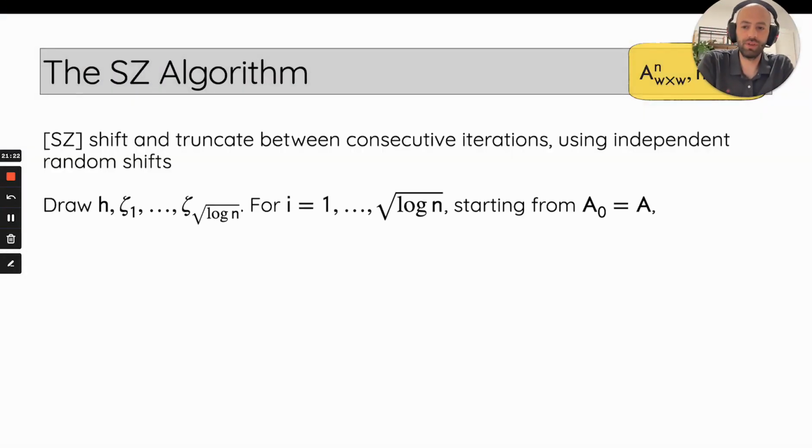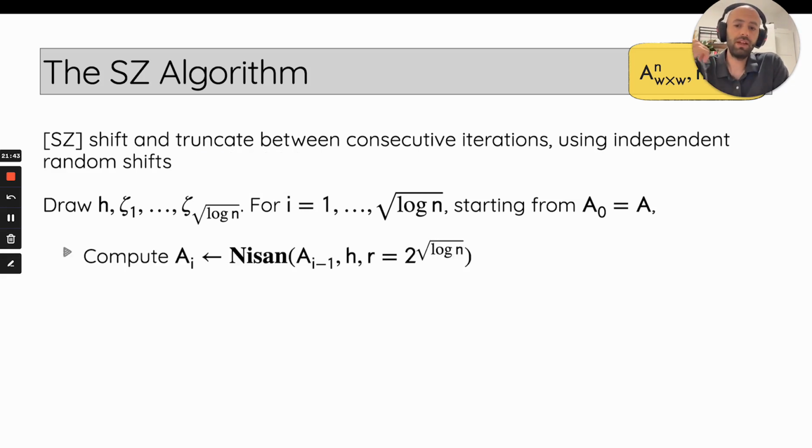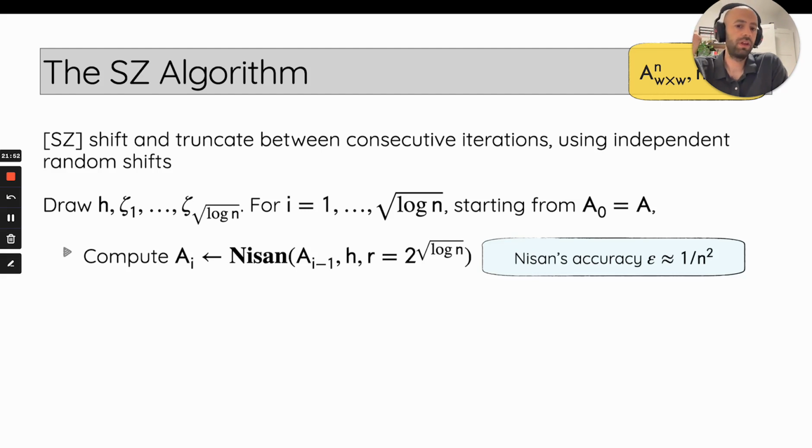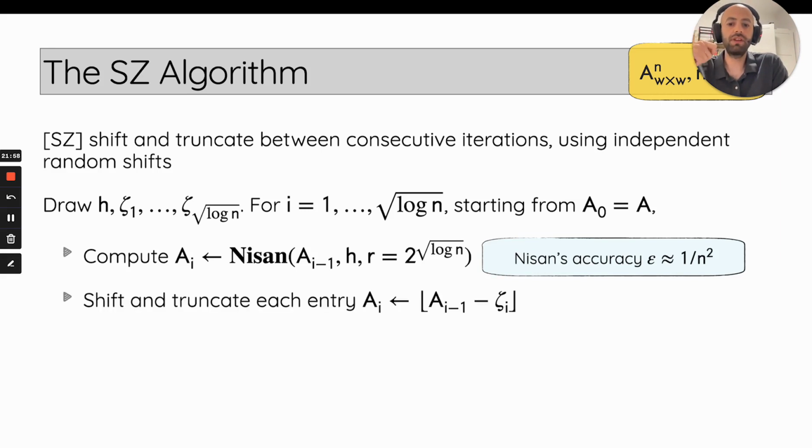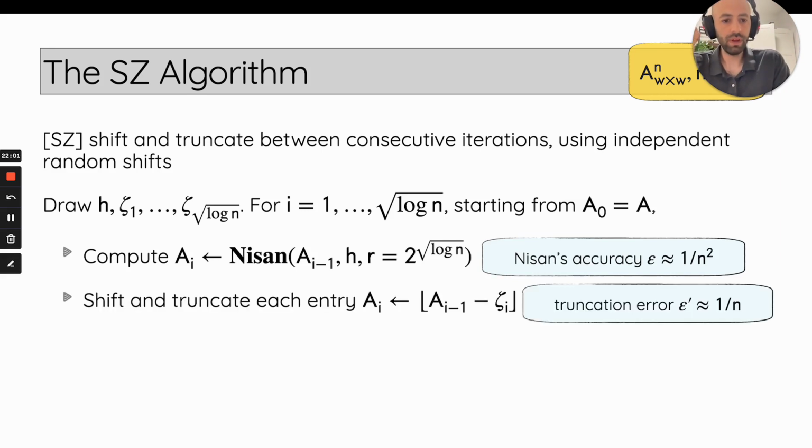Okay, so what's Saks and Zhou's algorithm? They draw a single h at random and square root log n independent random shifts. And for square root log n iterations, they apply Nissan's generator. I'll just say that each zeta takes roughly log n bits. So they apply Nissan's generator for square root log n times, each time to the power of 2 to the square root log n, to some accuracy, say 1 over n squared, and then they shift and truncate each entry to some accuracy, say 1 over n.